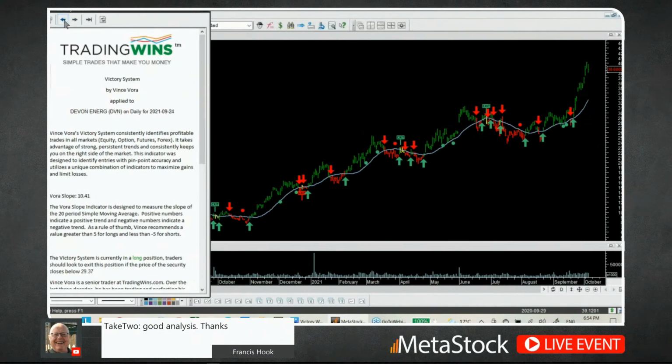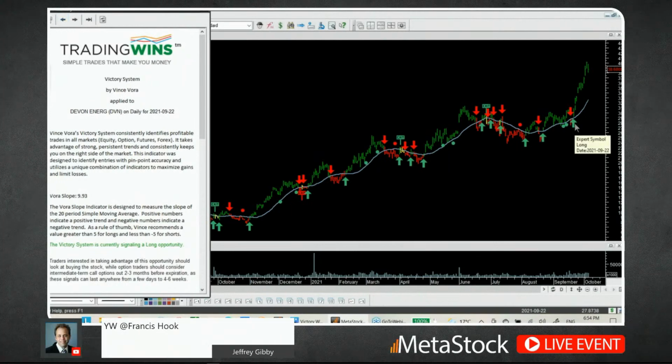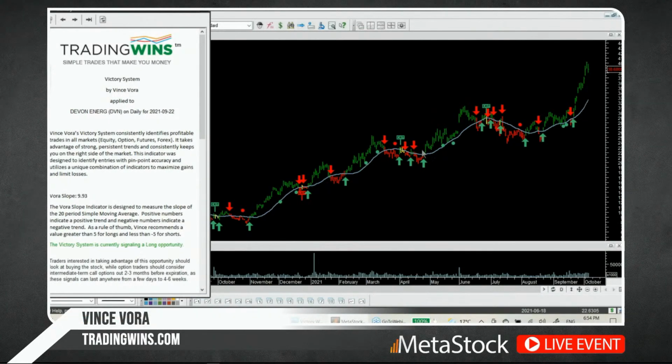So I'm going to scroll back there to where it was the signal, okay? So when there is a signal here, it'll populate some text in between these paragraphs that will tell you what type of signal it is. And it's color coded along with the bars. It keeps it consistent. So this is signaling a long opportunity.